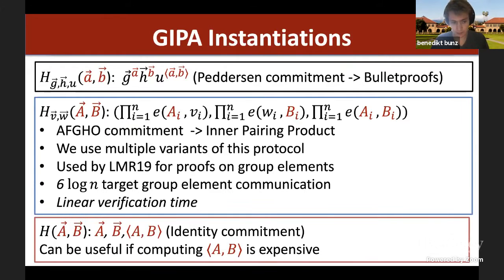Interestingly, it sometimes even makes sense to use the identity commitment. The commitment to A and B would then just literally be the vectors A and B. Using GIPA in that way can be useful if computing the inner product or evaluating the bilinear map is expensive itself. And this is exactly the protocol we're using for outsourcing pairings.